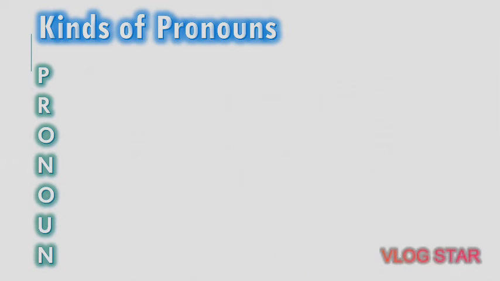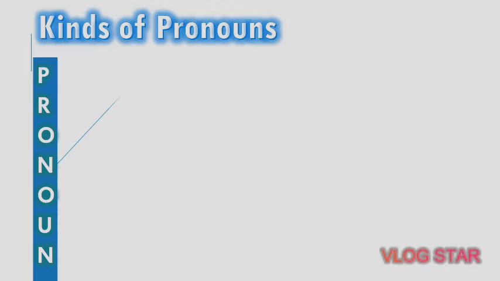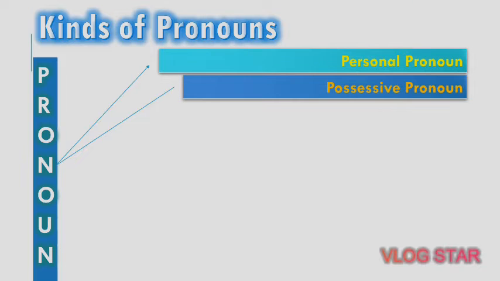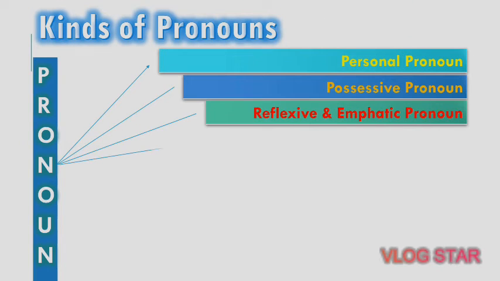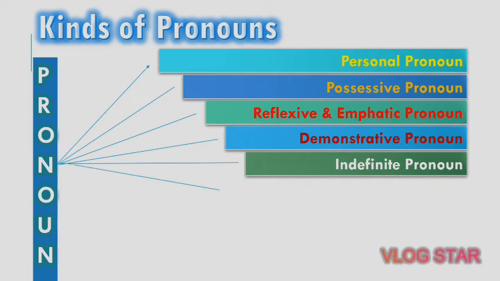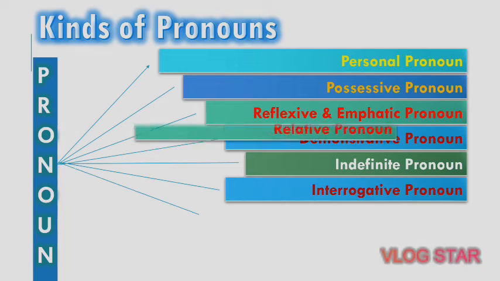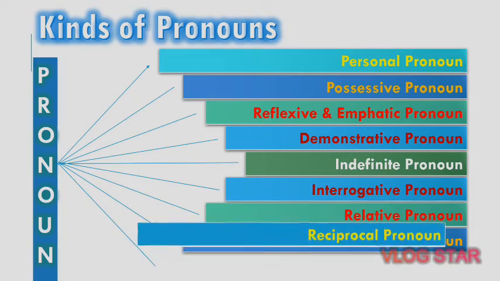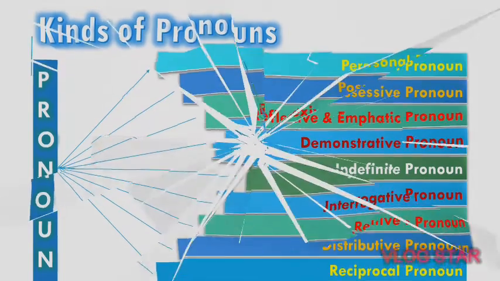Now if we want to classify pronouns into different categories, there are as many as 9 types of English pronouns used in English grammar, and these 9 types are the personal pronouns, the possessive pronouns, the reflexive and emphatic pronouns, the demonstrative pronouns, the indefinite pronouns, the interrogative pronouns, the relative pronouns, the distributive pronouns, and the reciprocal pronouns. Now we will try and learn each of the types of pronouns separately.